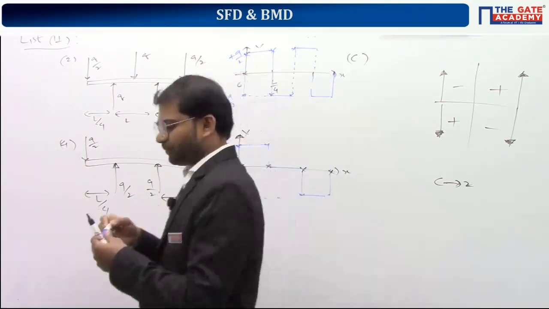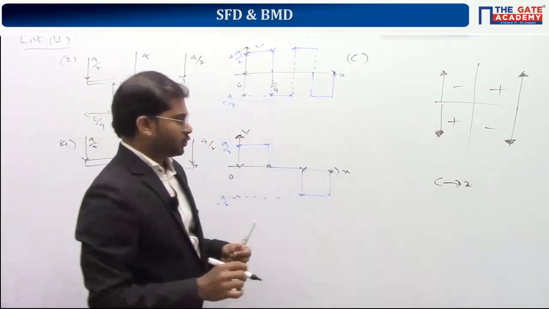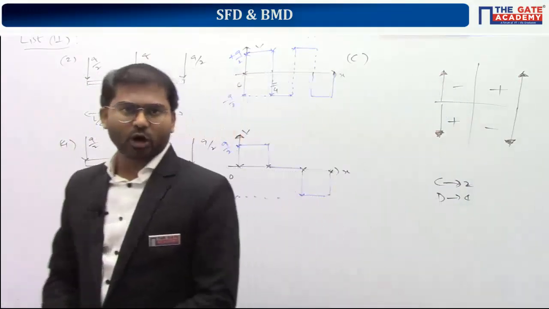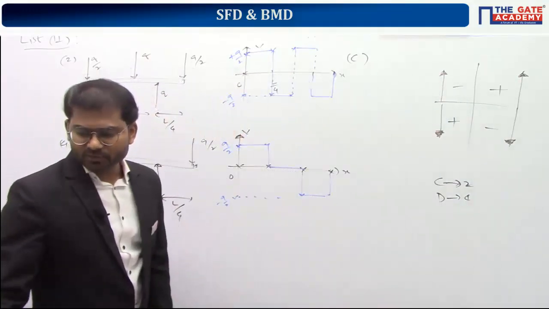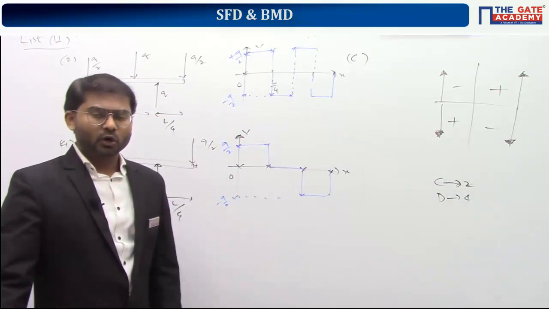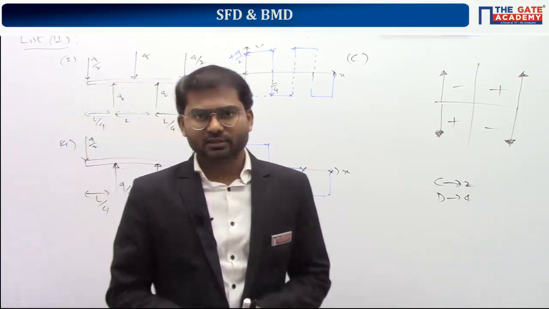So if you see here, this is matching with option number D. So for option D, it is equal to 4. So for C and D, we got the answers. So if you see the options, we can easily say the answer is A. Clear? So you can give the answer like this.